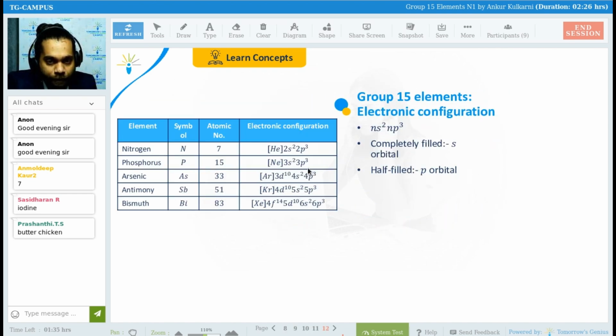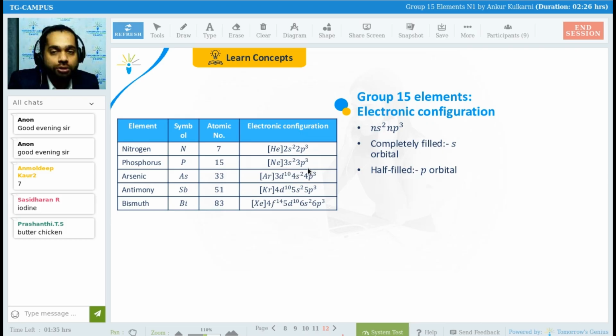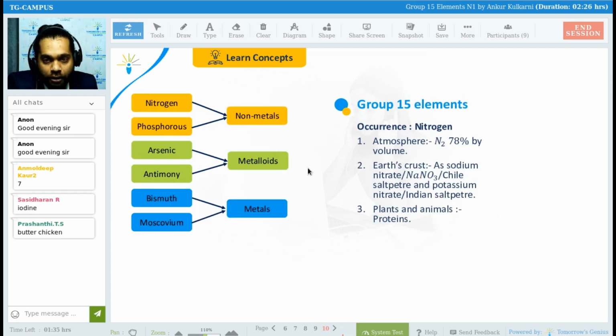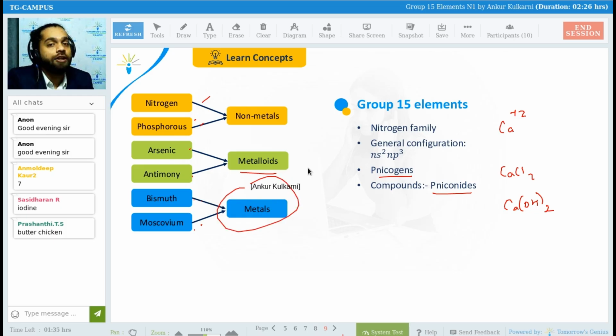Now group 15 elements are also called pnictogens. Always remember, group 15 elements are also called pnictogens. The compounds are called pnictides. The first two elements of group 15 are non-metals. Then you have metalloids. Then you have bismuth and moscovium, which are metals.